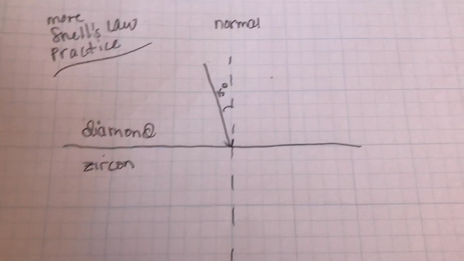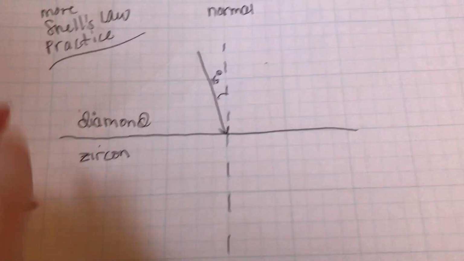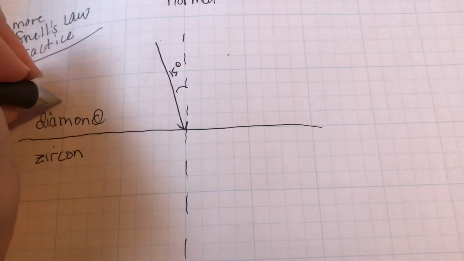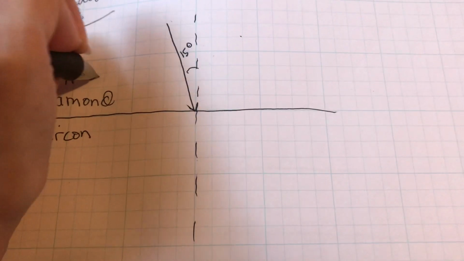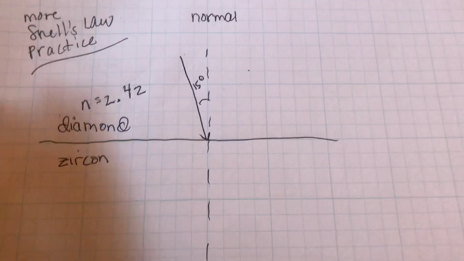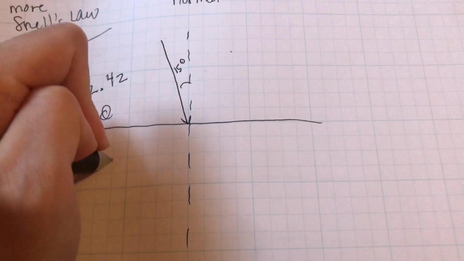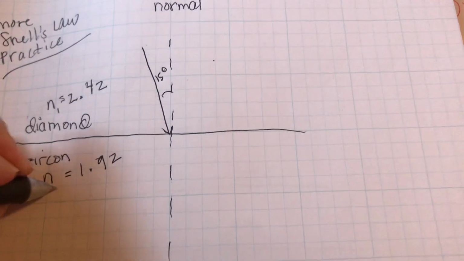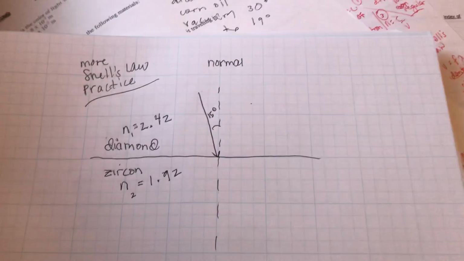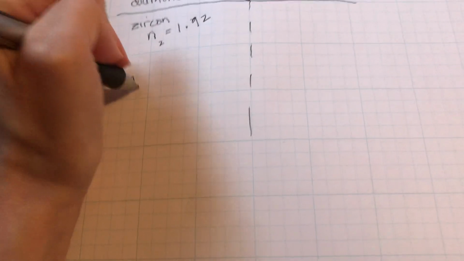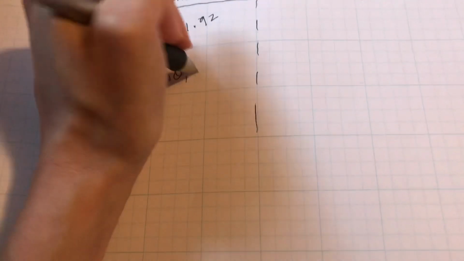Okay, so we're going to start out by using Snell's law. Given the indices of refraction of these two media, diamond we know is n equals 2.42. That's in your reference table. And zircon has an index of refraction of 1.92. We'll call this medium 1 and zircon will be medium 2. Now I'm just going to set up Snell's law. So we have n1 sine theta 1 equals n2 sine theta 2.